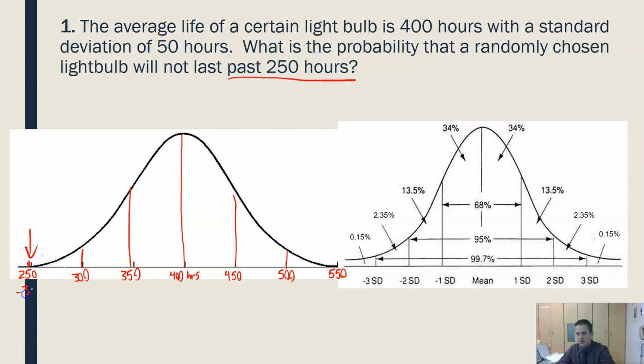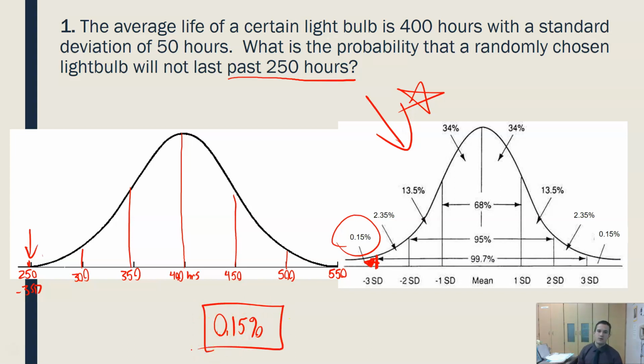Well, this is 3 standard deviations below the mean. So let me go over to this graphic with the empirical rule. So less than 3 standard deviations away from the mean, so less than this, the probability of selecting a light bulb in that range is 0.15%. So the probability that a randomly chosen light bulb will not last past 250 hours is only 0.15%. It's very, very unlikely that a light bulb's not going to last that long. It's more likely that it'll last closer to 400.